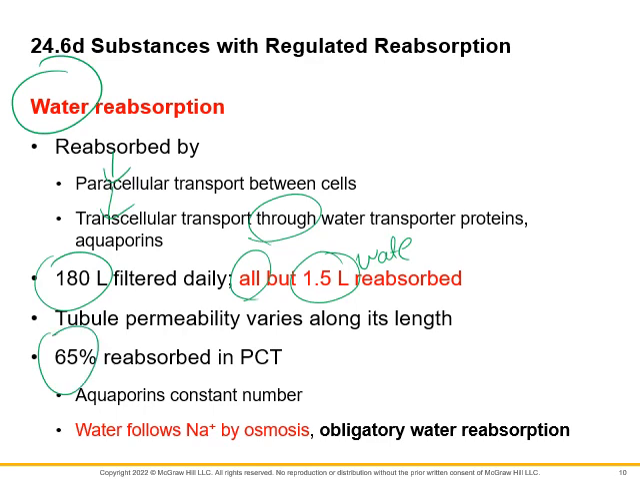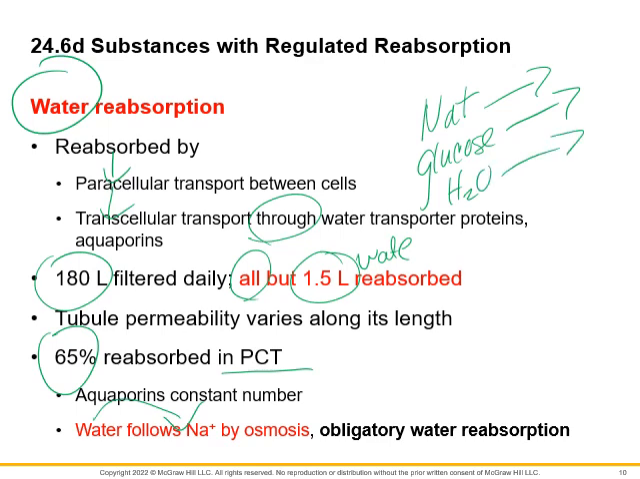The majority of water reabsorption happens in the proximal convoluted tubule, and remember that water follows sodium by osmosis. So hopefully by now we're seeing, okay, sodium, if it gets reabsorbed, glucose gets reabsorbed, also water gets reabsorbed, and then remember potassium does the opposite because of that sodium-potassium pump.